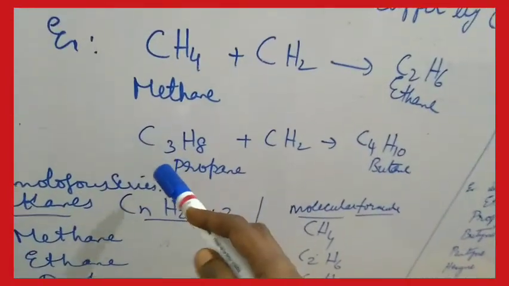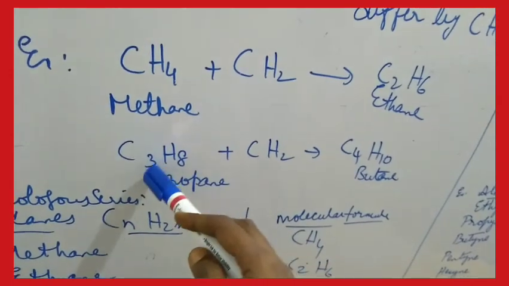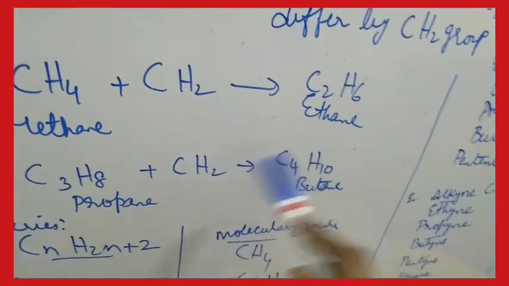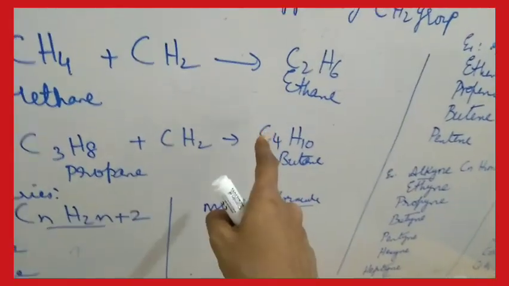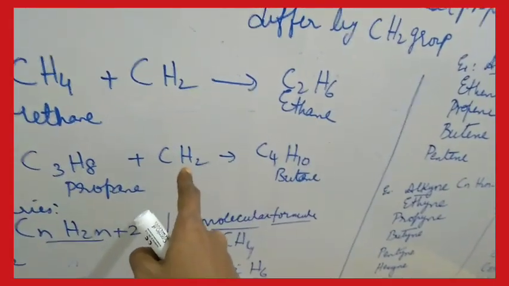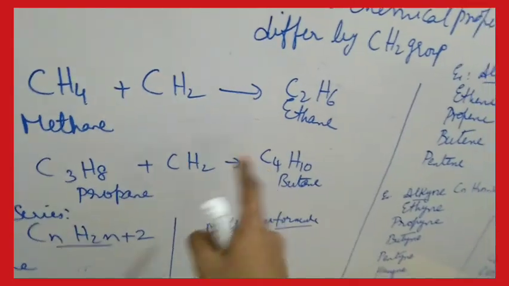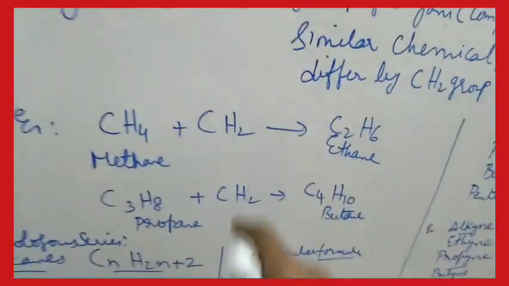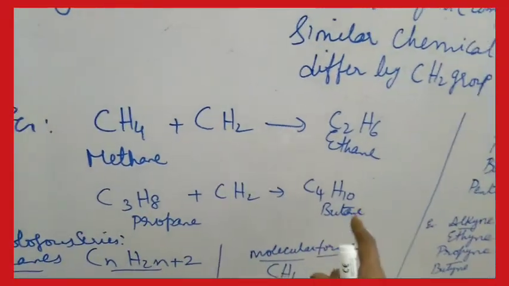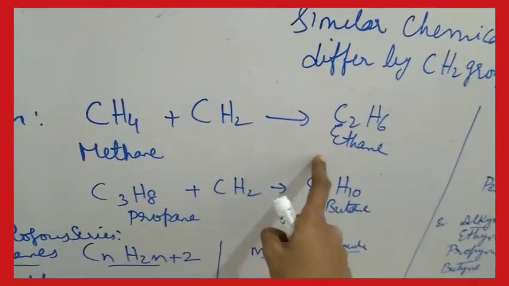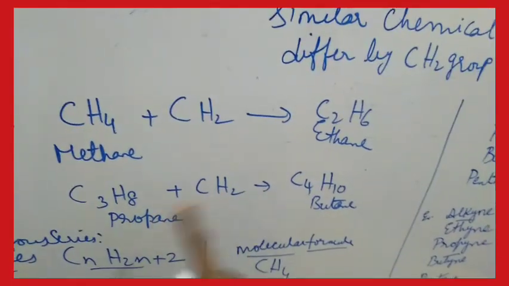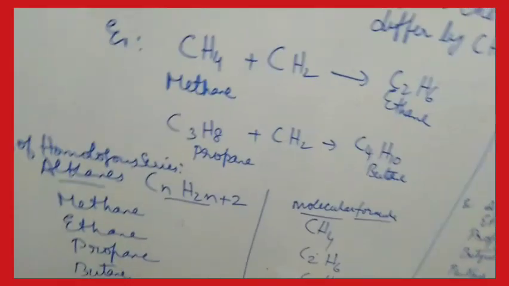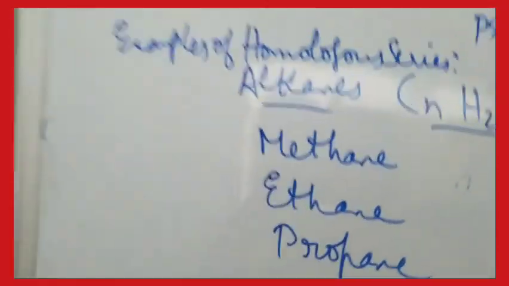Next example, propane, C3H8. If you add CH2, you will get C4H10. You can even do the subtraction also. C4H10 minus CH2, you will get C3H8, because the difference between propane and butane is CH2. Homologous series means one after another, the successor. This is the successor of propane, but the difference between the predecessor and the successor is CH2. Let us see some examples. You will get clarified.